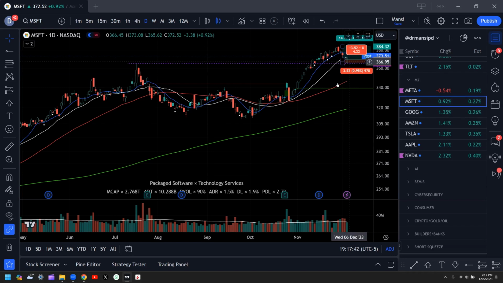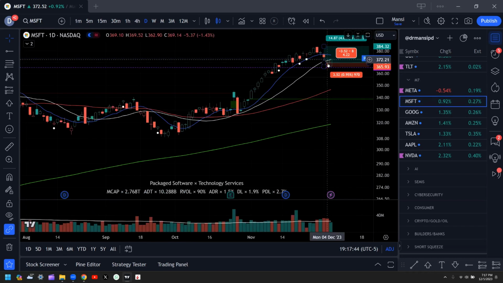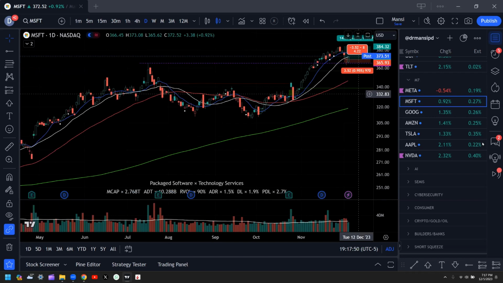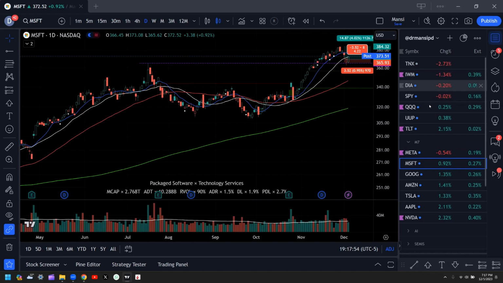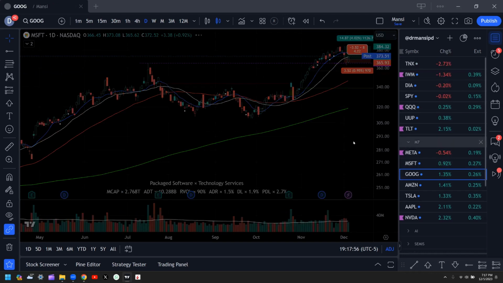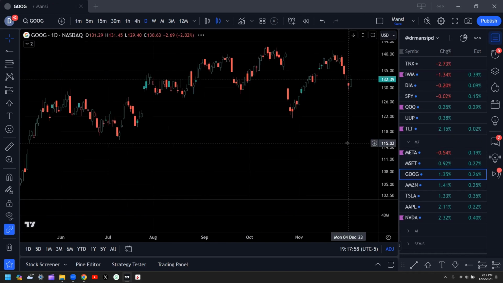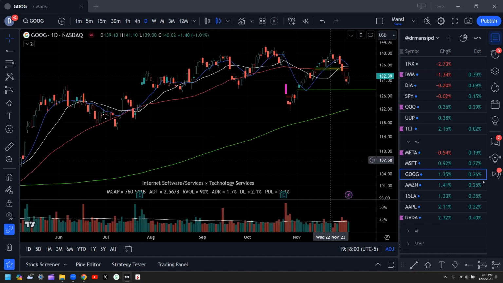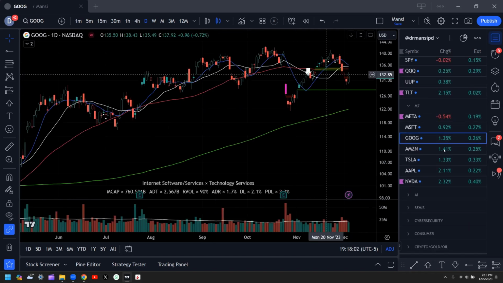And the only reason that I didn't have it and passed on it was because it didn't find support on the 20 MA, but it's definitely looking constructive now. And I do have, I guess, some indirect exposure to it now through the triple Qs. Google also had a really good bounce today. But this is not actionable tomorrow.